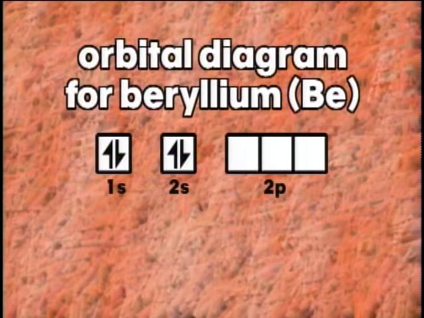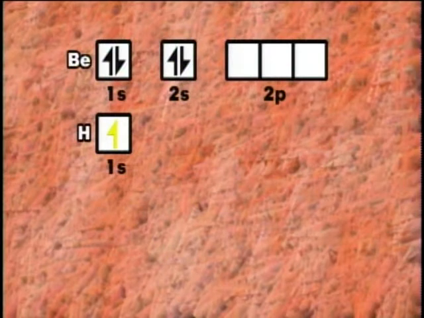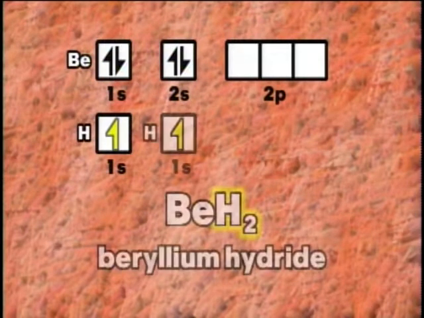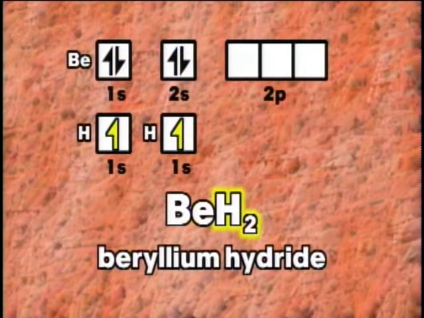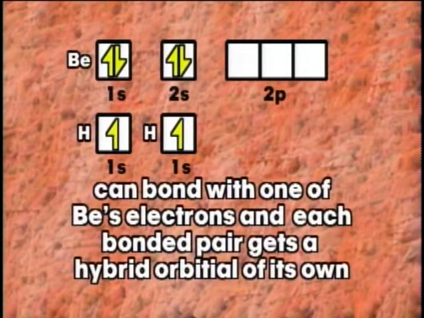Beryllium's electrons fill up one s and 2 s orbitals. Here's hydrogen's orbital diagram. It only has a single electron in the 1s orbital, so we have 2 hydrogens, each with a single electron in its 1s orbital. Now we want to set this up so each of hydrogen's electrons can bond with one of beryllium's electrons, and each bonded pair gets a hybrid orbital of its own.